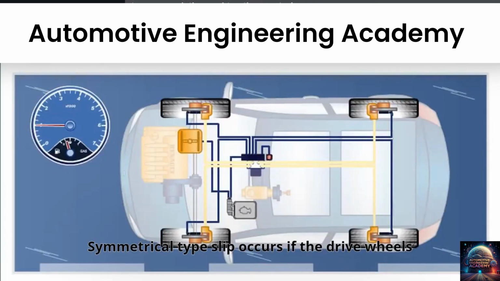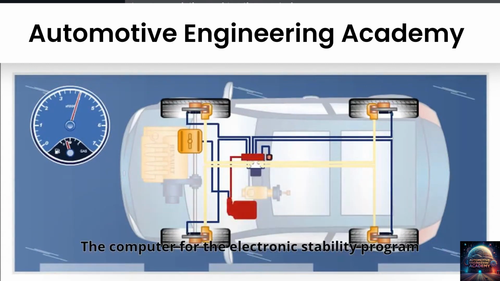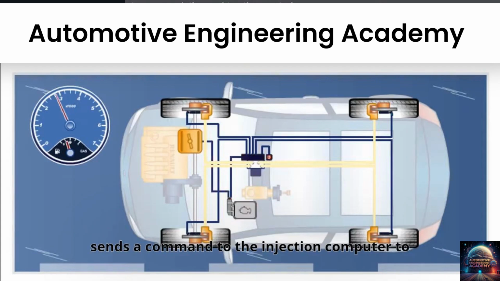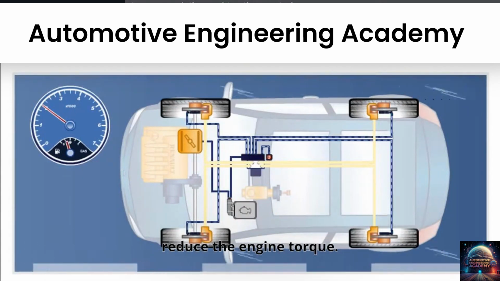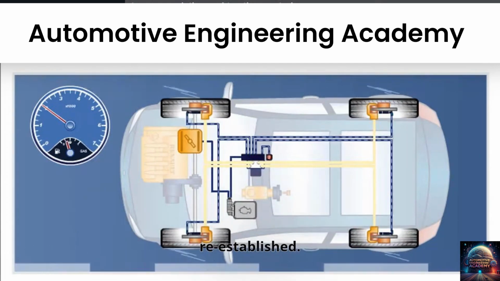Symmetrical type slip occurs if the drive wheels are slipping at the same speed on the same type of surface. The computer for the electronic stability program sends a command to the injection computer to reduce the engine torque. The request is maintained until traction is re-established.